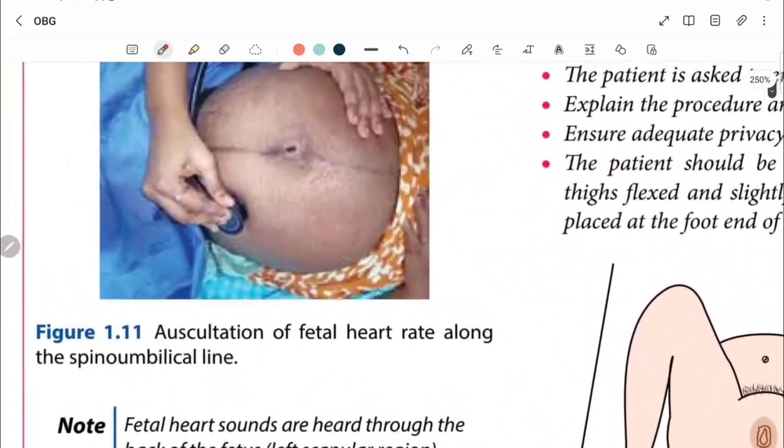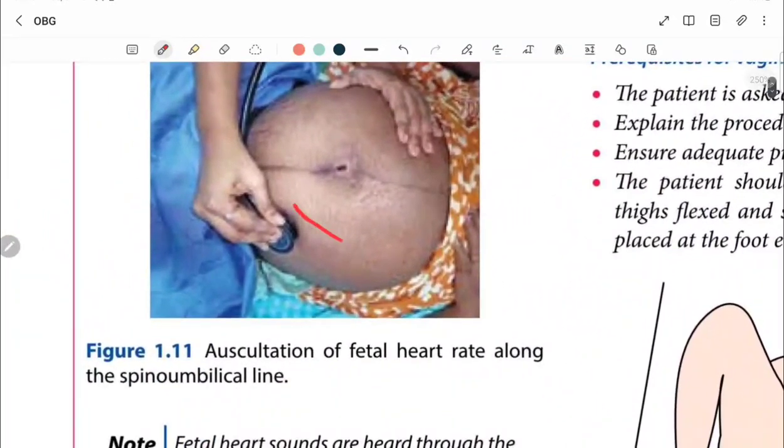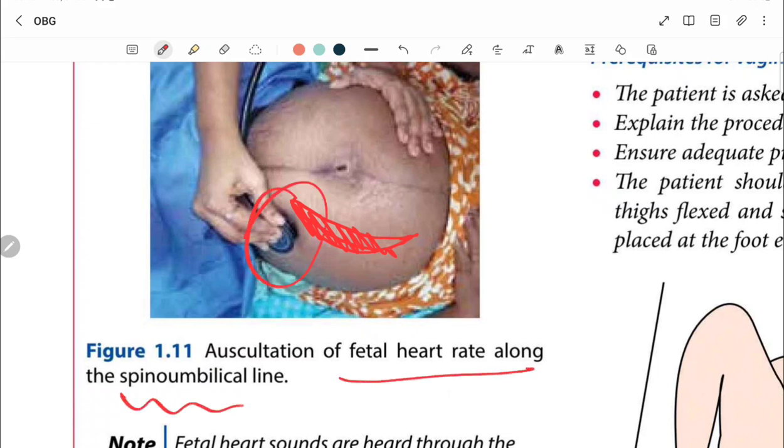So this is how. Along the spino-umbilical line, where the fetal back is going to be present, you will be auscultating for the fetal heart rate. That too using the bell, not the diaphragm, but the bell of the steth.